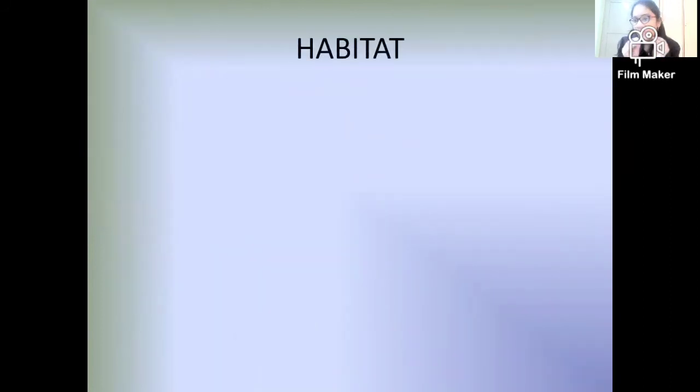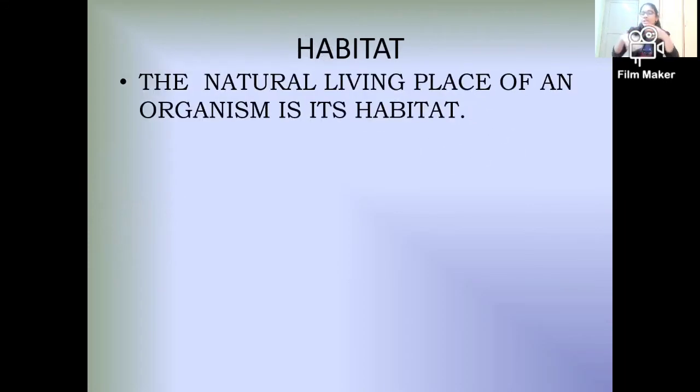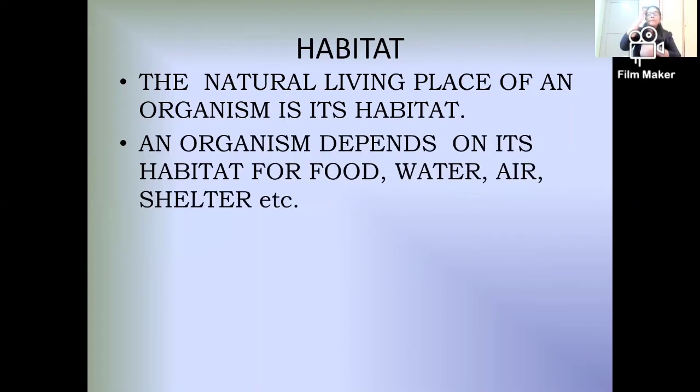Now let's learn what a habitat is. The natural living place of an organism is its habitat. Like for us, land is our habitat. We cannot live anywhere else. An organism depends on its habitat for food, water, air, shelter, etc. Whatever necessary things it needs, it depends on the habitat for.